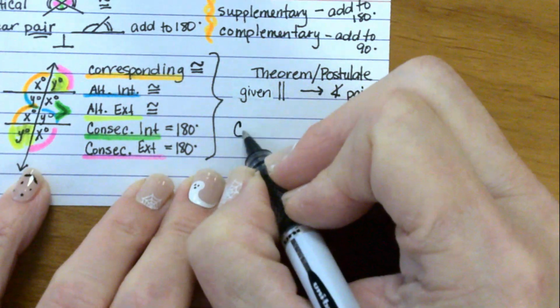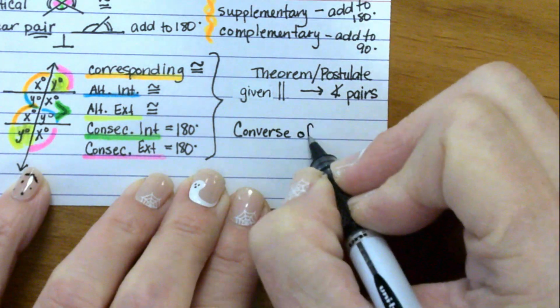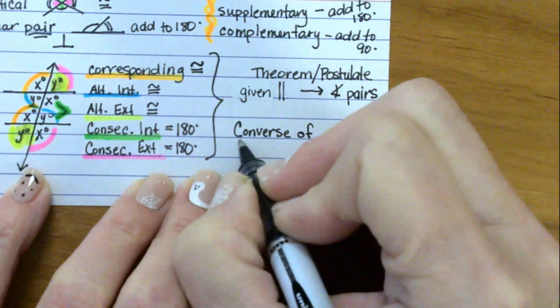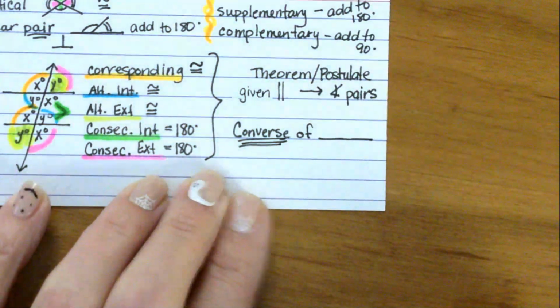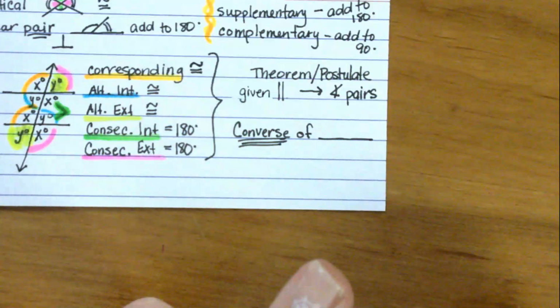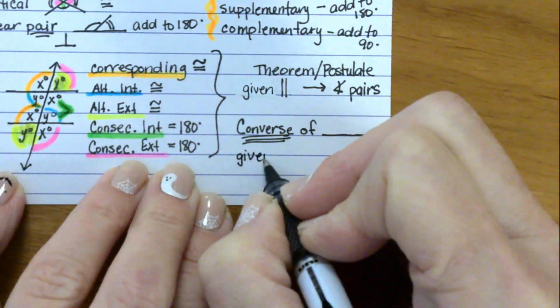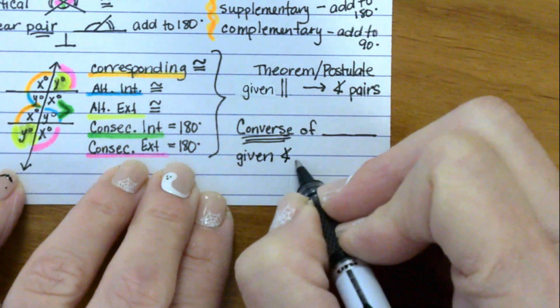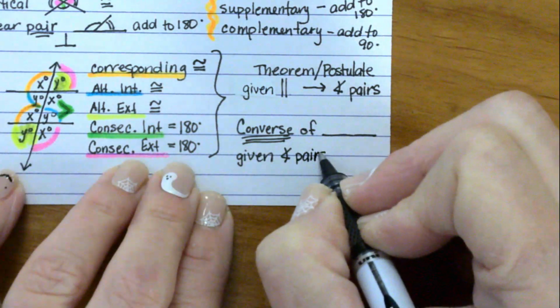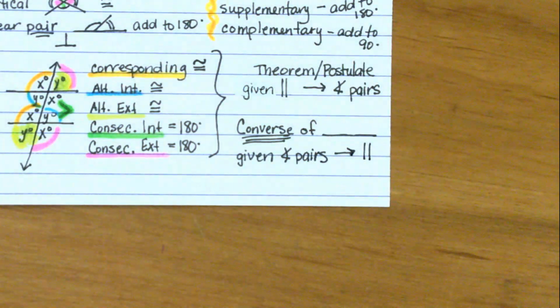The word converse, do you guys remember that word? Converse of. That word cannot be left off, and it must be used if you are given angle pairs and you are going to prove that the lines are parallel. In other words, we're just going backwards. Okay.